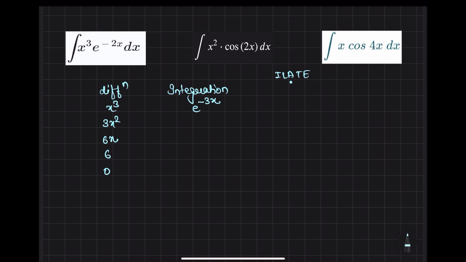Now you have to integrate the other function. So e power minus 3x, then minus e power minus 3x by 3, then e power minus 3x by 9, then minus e power minus 3x by 27, then e power minus 3x by 81. Here you should have a plus sign, then minus, then plus, minus, and so on.